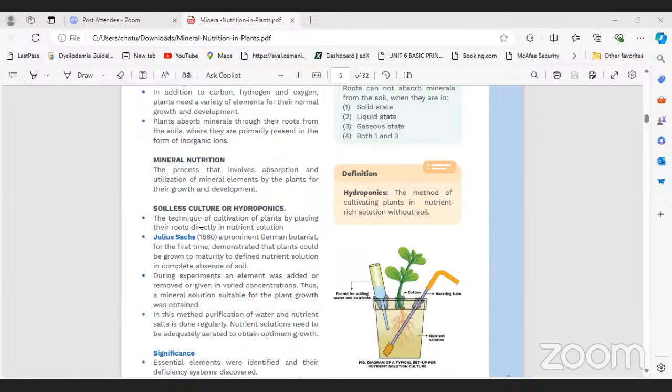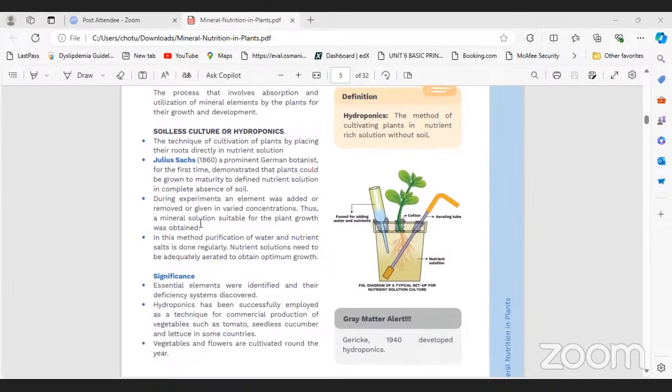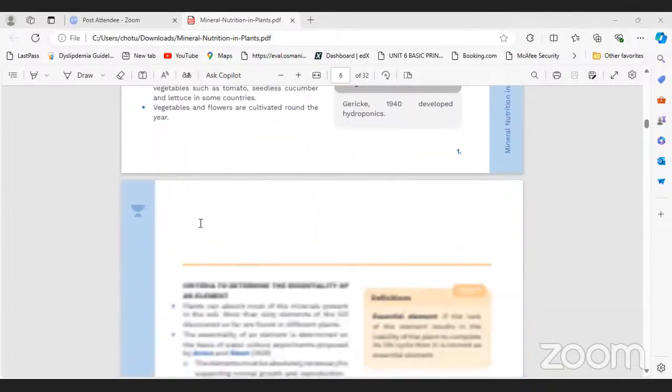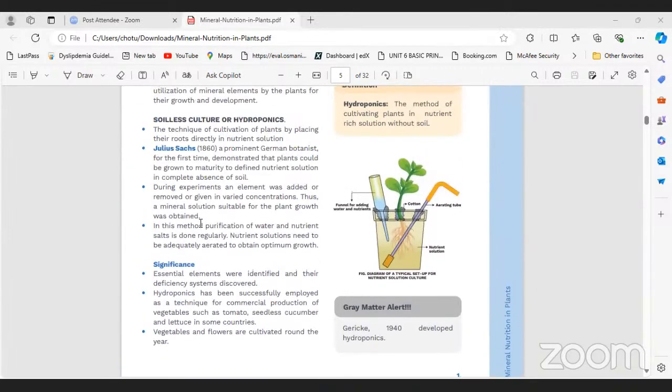Coming to soil culture and hydroponics. Before this, essential and non-essential elements are the most important. What are the essential and what are the non-essential elements? It has since long been known that carbon, hydrogen, and oxygen are essential elements for the plant. CHO, carbon, hydrogen, oxygen are the essential elements for the plants.